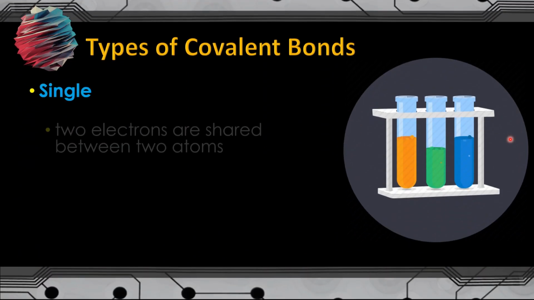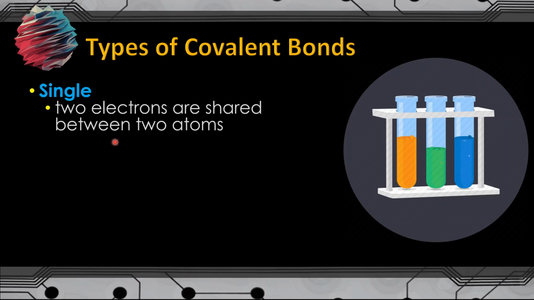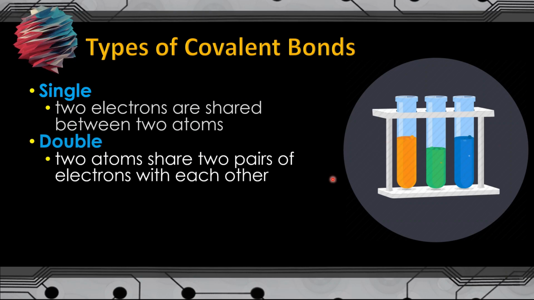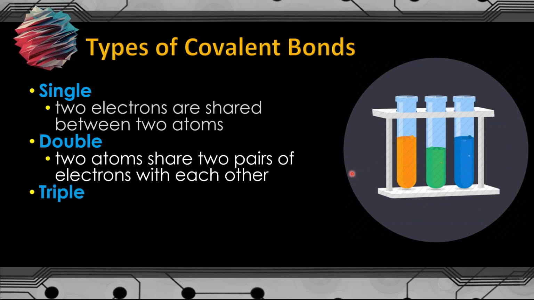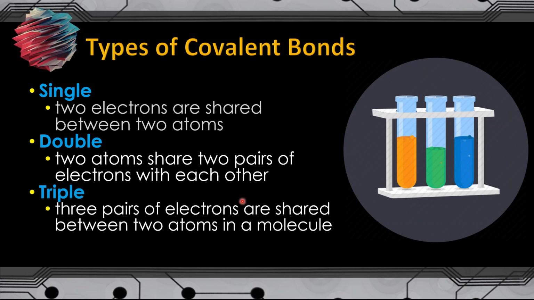A single bond is characterized by two electrons that are shared between two atoms, or having two atoms sharing one pair of electrons in their bond. On the other hand, a double bond is having two atoms sharing two pairs of electrons with each other. Lastly, a triple bond is having three pairs of electrons that are shared between two atoms in a molecule.